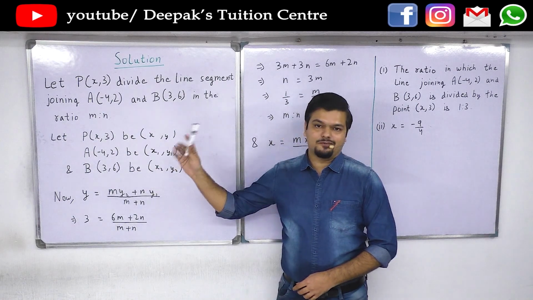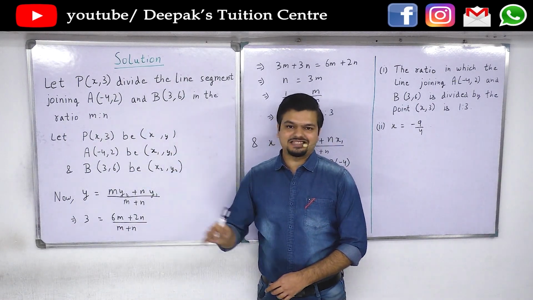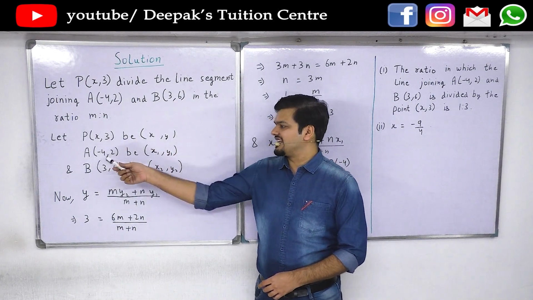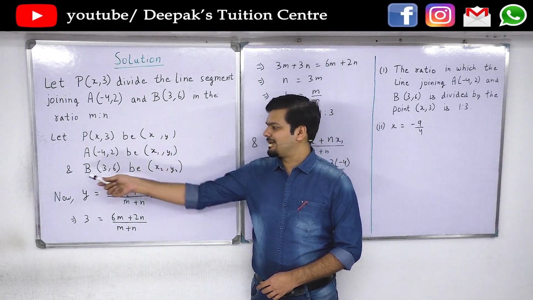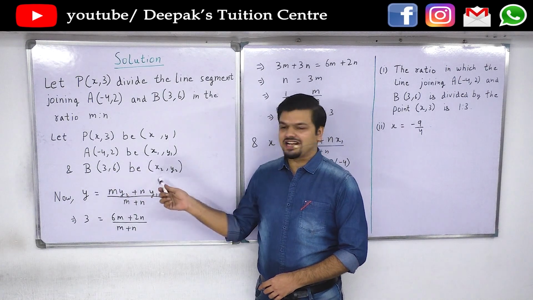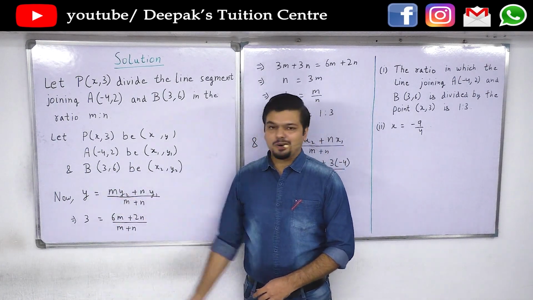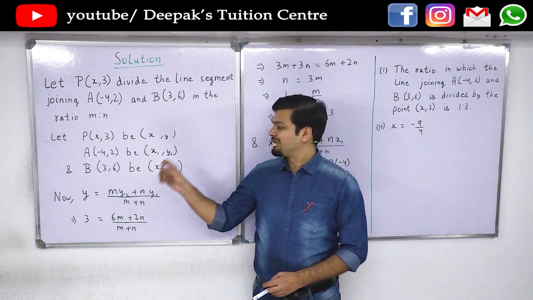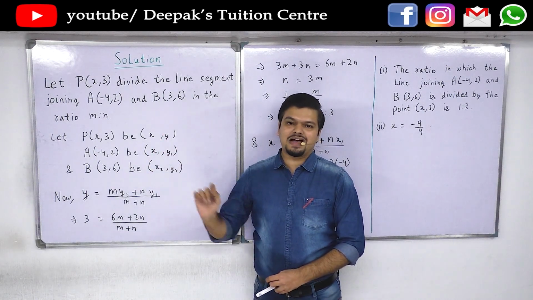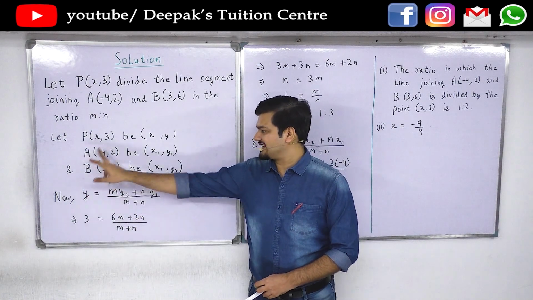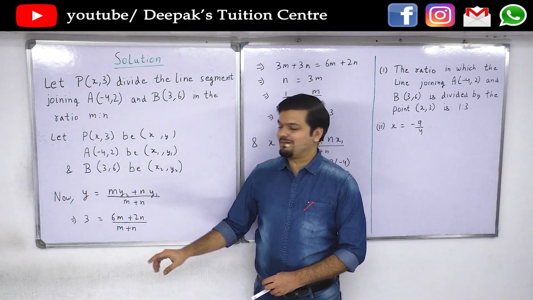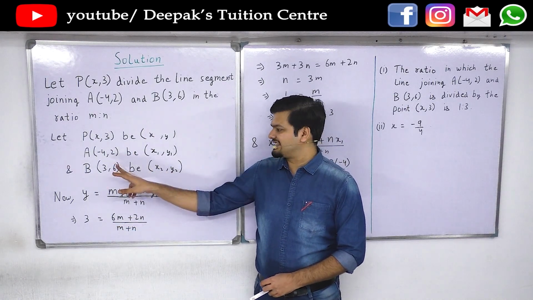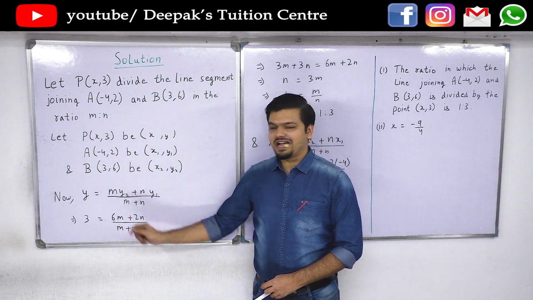Also, we'll define what x1, y1, x2, y2, x and y are. So let P (x, 3) be x comma y, A (minus 4, 2) be x1 comma y1, and B (3, 6) be x2 comma y2. Now we know that the value of the y coordinate will be (m y2 plus n y1) by (m plus n). So y, that is 3, is equal to m into 6, plus n into 2, divided by m plus n.